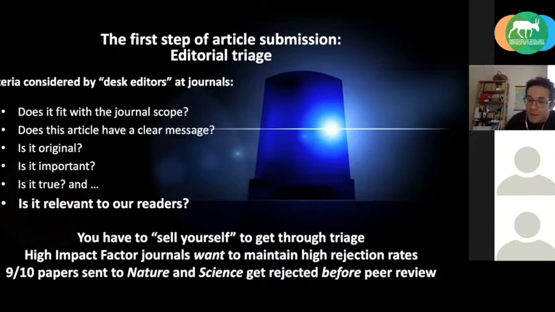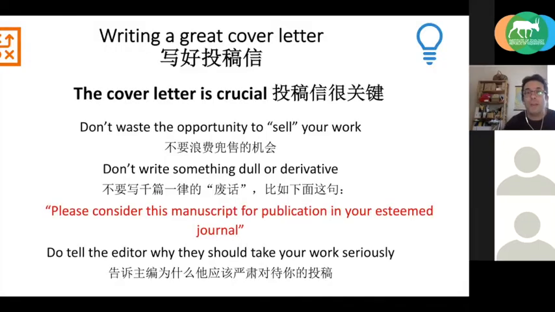High impact factor journals want to maintain high rates of rejection because rejection rate is part of the way that impact factor itself is calculated. And so for that reason, 9 out of 10 of those papers that get submitted to Nature and Science get rejected before peer review. So we have to do everything possible to make sure that our work gets through peer review. And sorry again for the Chinese characters on this slide.